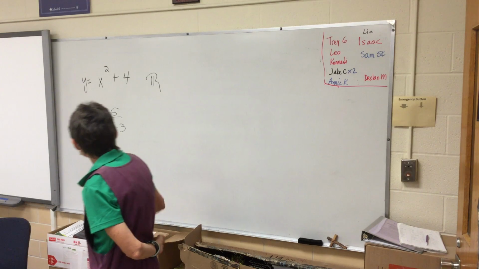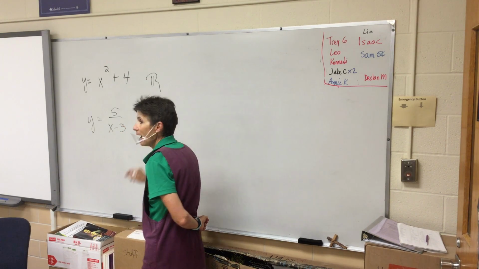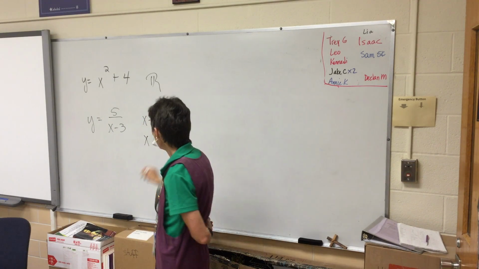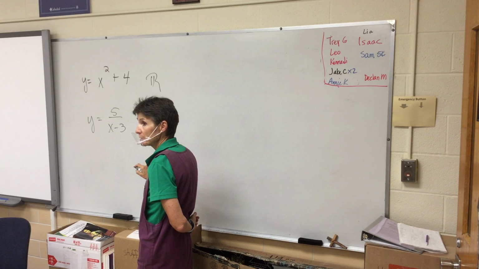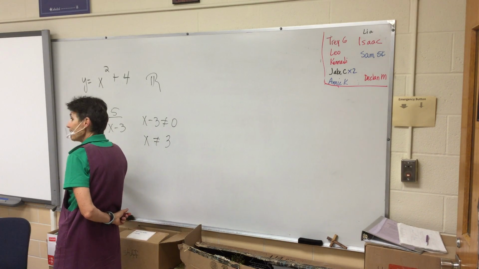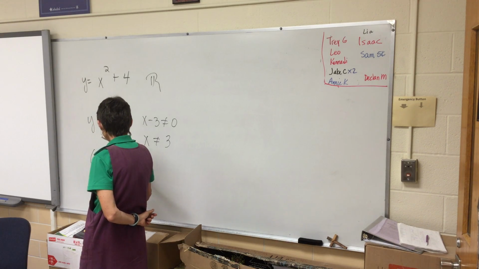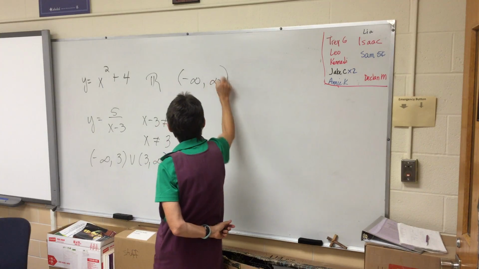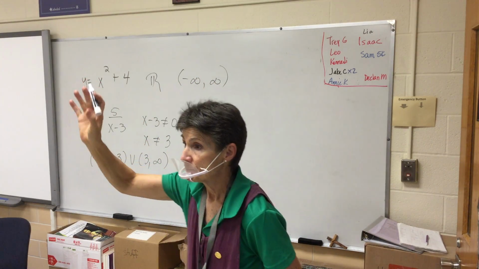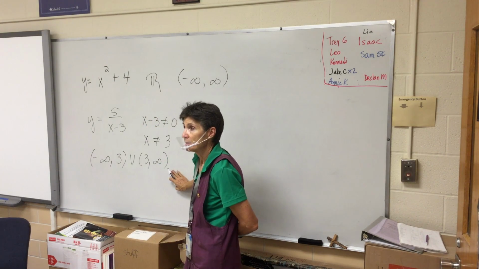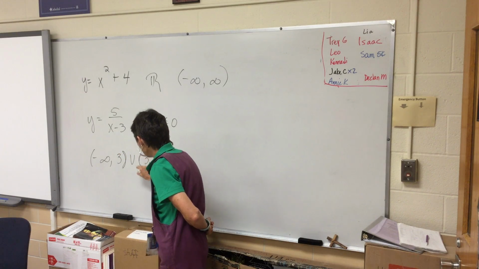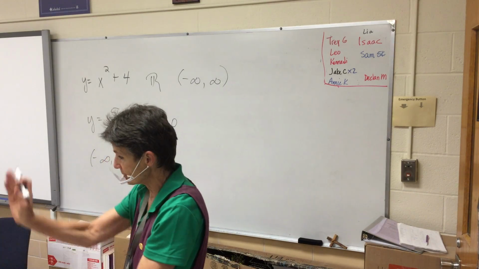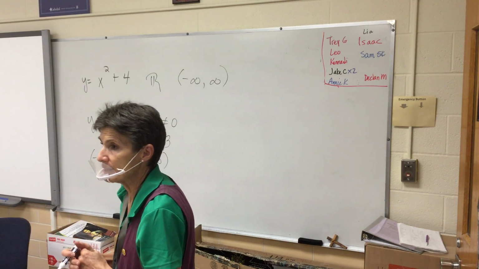Denominator cannot be zero. So x minus 3 cannot be 0, which means that x, because domain is all about x, cannot be 3. So your domain is everything from negative infinity to 3, and from 3 to positive infinity. This is negative infinity to infinity. That's the whole shebang. That's everything. This is everything except 3. So by putting these parentheses here, see, that leaves 3 out, doesn't it? So that's your domain. Everything from negative infinity up to 3, and everything from 3 to positive infinity. Everything except 3.